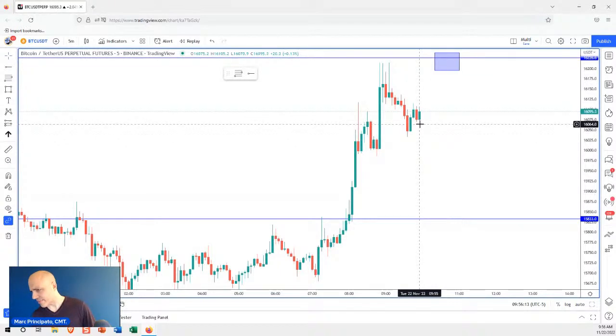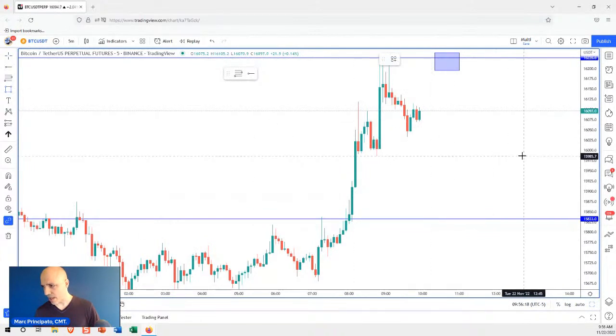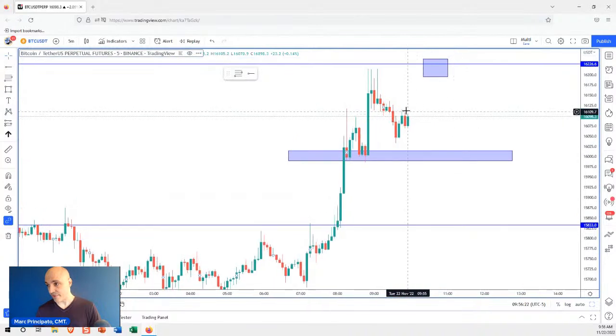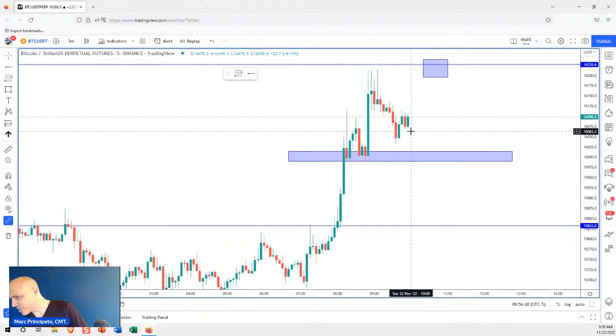Let's see what we have here. But I'm not going to chase this. So here's what I want to see. I want to see a test of this level. That's what I want to see. If this thing turns into a long signal right from here, it's going to be highly aggressive. Okay. In fact, it's trying to.